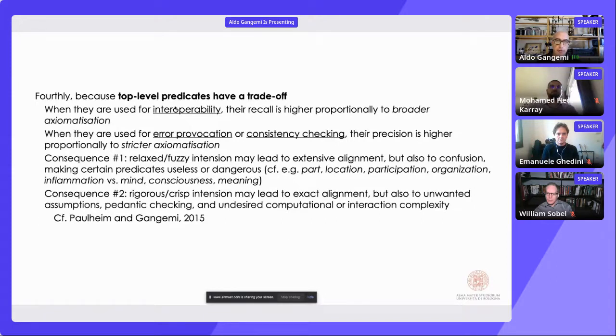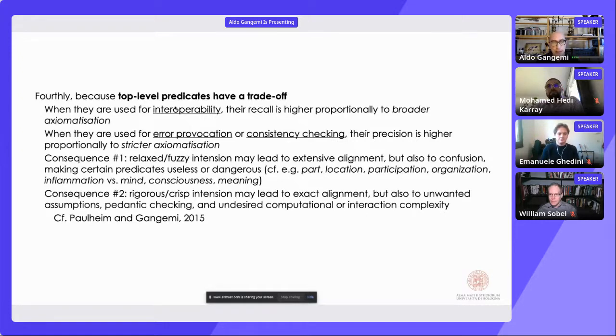For one, in my experience, on one hand, they are used for interoperability, but in this case, the recall is higher proportionally to the broader axiomatization. So you may not want to be too specific. But when you want to provoke errors or make a consistency check, of course, the precision is higher when you compare to the stricter axiomatization that you are supporting. And these are different consequences.